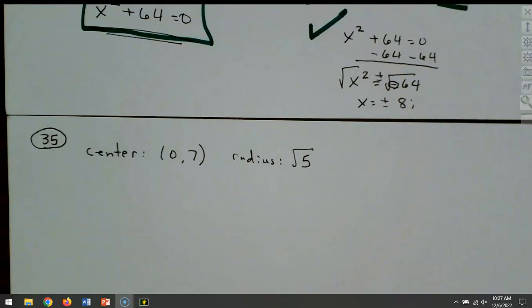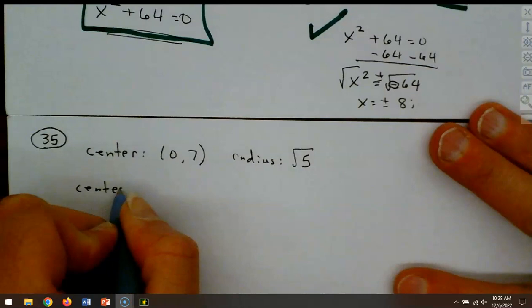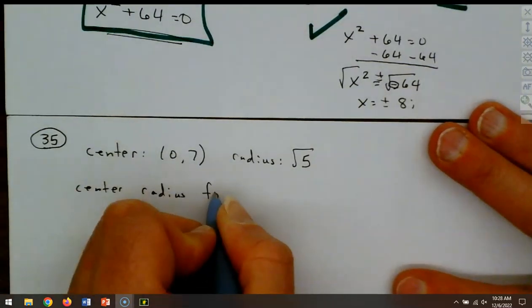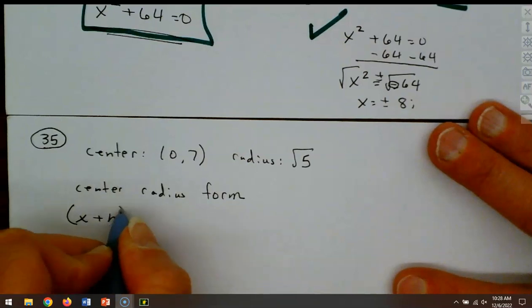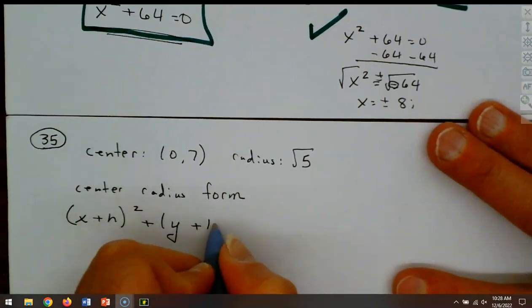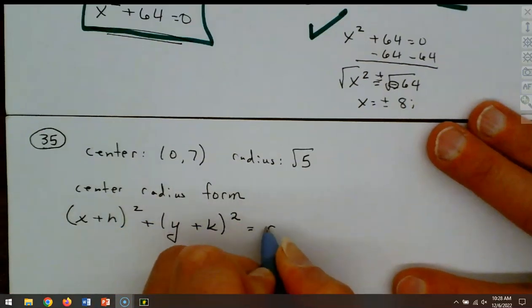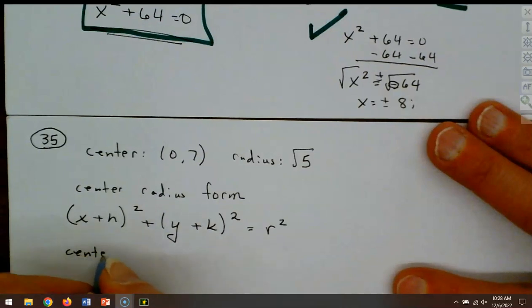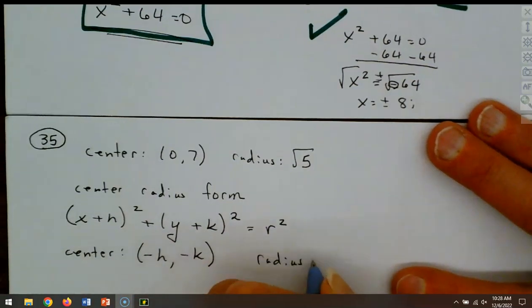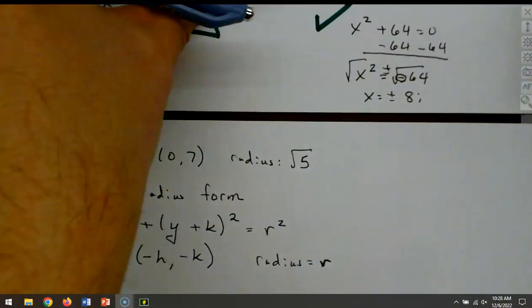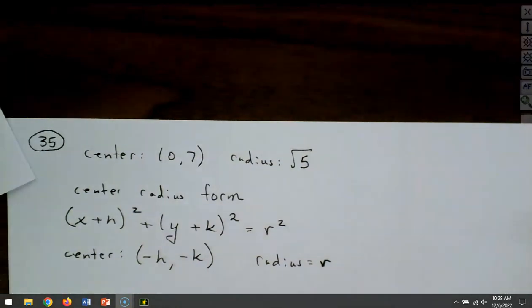Now, when we talked about circles, we had a way to write our circles, and that was called center radius form. Okay, so let's write up that formula just so you have it. And center radius form is (x + h) quantity squared plus (y + k) quantity squared equals r squared. And the center, remember, was switching the sign. So that's minus h, minus k, and your radius is r.